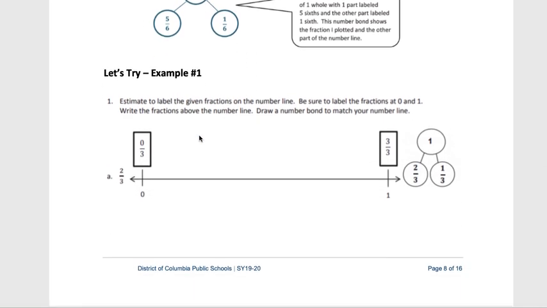Now, here's your example. I want you guys, when you're working through this, to look at the example above. Notice how they took 2/3 plus 1/3 to equal 1 whole. So 2 plus 1 is 3, so 3/3, right? So how many equal parts are we splitting this number line into? 3 equal parts. Go ahead and plot 2/3 on the number line.